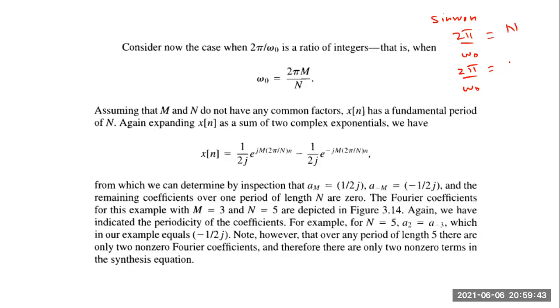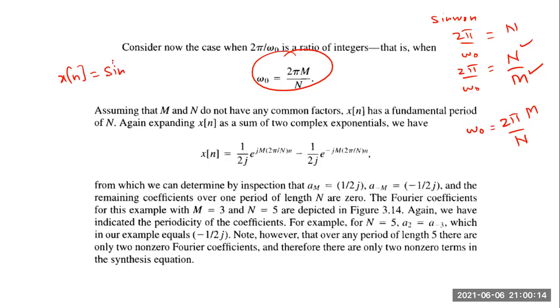It is equal to a ratio of integers, then it's also possible that 2 pi by omega naught is equal to N by M, where N is an integer as well as capital M is an integer. So in this case, omega naught will be equal to 2 pi by capital N into m, as mentioned over here. Now, once you have this particular representation, what will be x of n? X of n, if it is periodic, now we have omega naught. Omega naught can be represented by this thing.